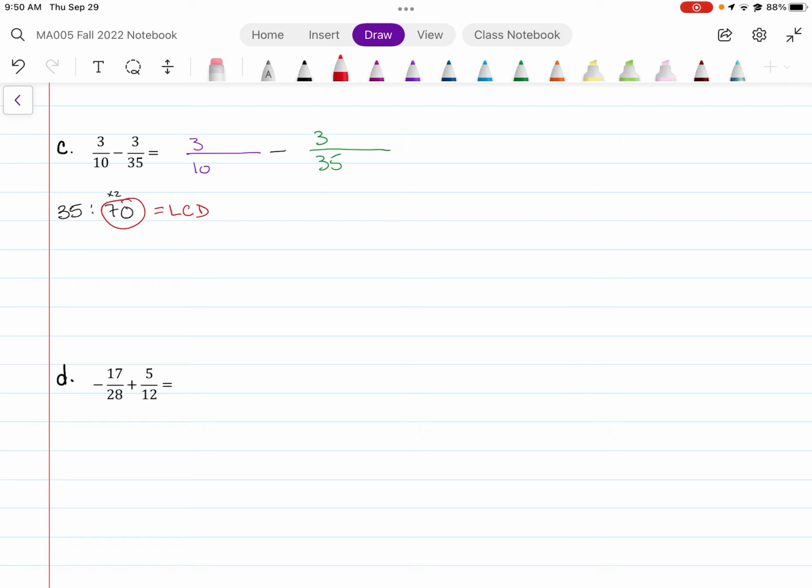So 10 times what equals 70? Well, that is 7. 35 times what equals 70? That is 2. So we're going to do 2 on top and bottom. And now we get, over on the right, 3 times 7 is 21. The bottom should now be the same, right?